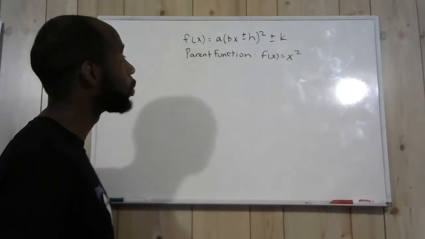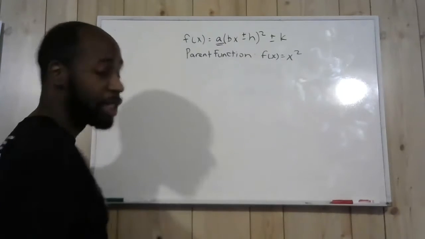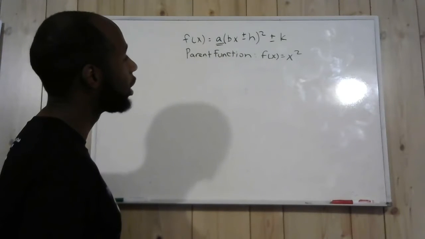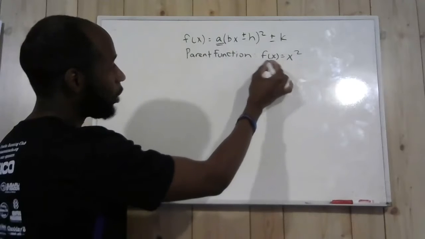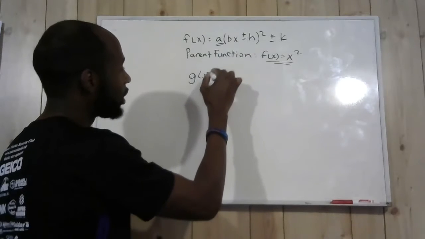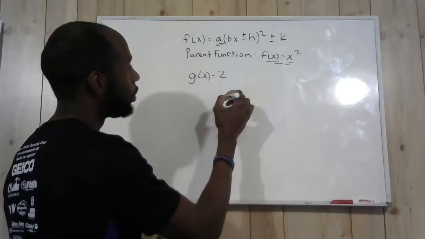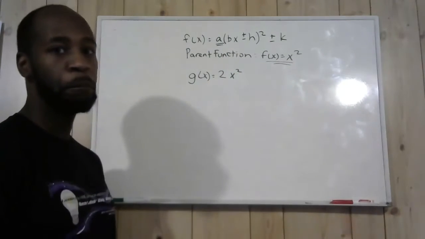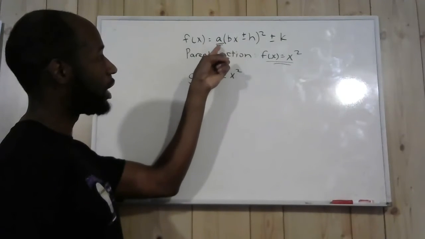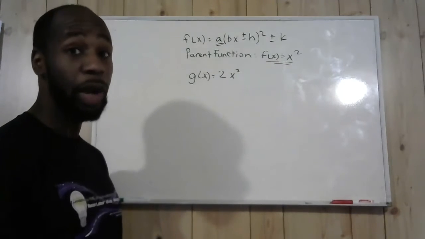So first, let's see what happens when you multiply. Let's see what this a constant does as far as transforming the function. So say, for example, with this parent function, f of x equals x squared, let's say you had g of x equals 2x squared. So 2 is your a whenever you have a constant multiplied times essentially the function. Let's graph that and see what it does.